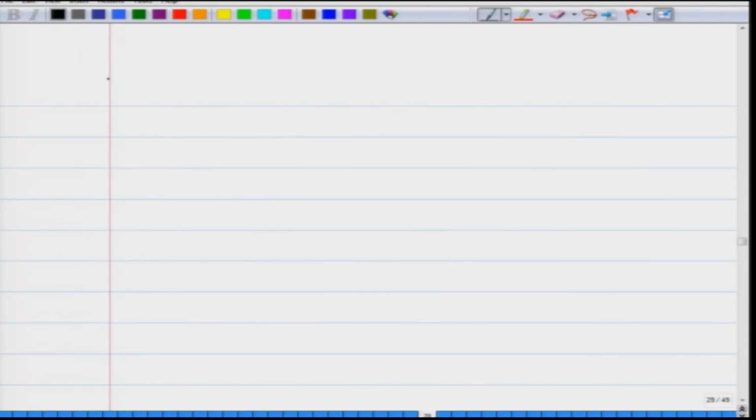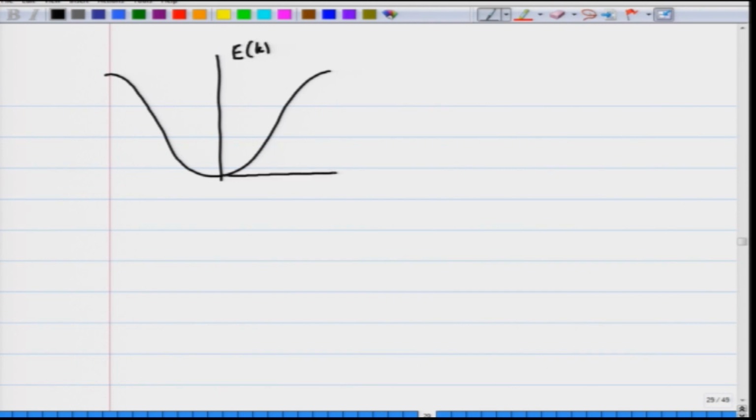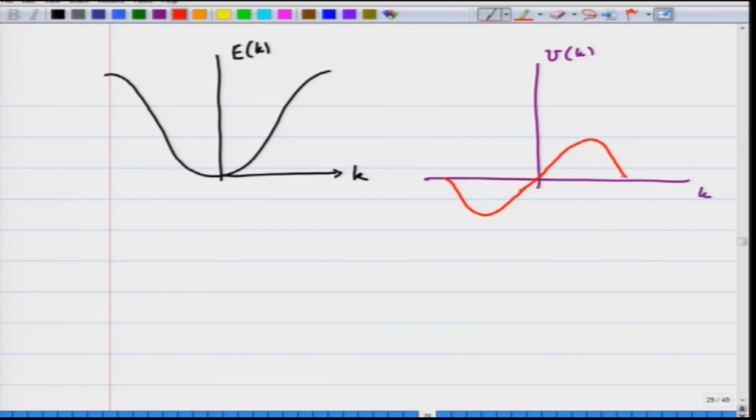So, let us make these pictures again. Here is the band E k versus k, the corresponding velocity, if I plot V k versus k, it is like this. And then if I were to plot integral V k dt, that is the displacement of the particle, let us do that.